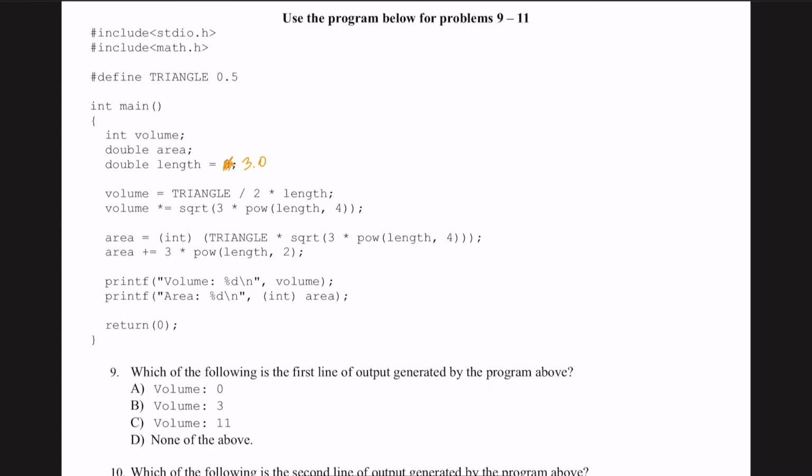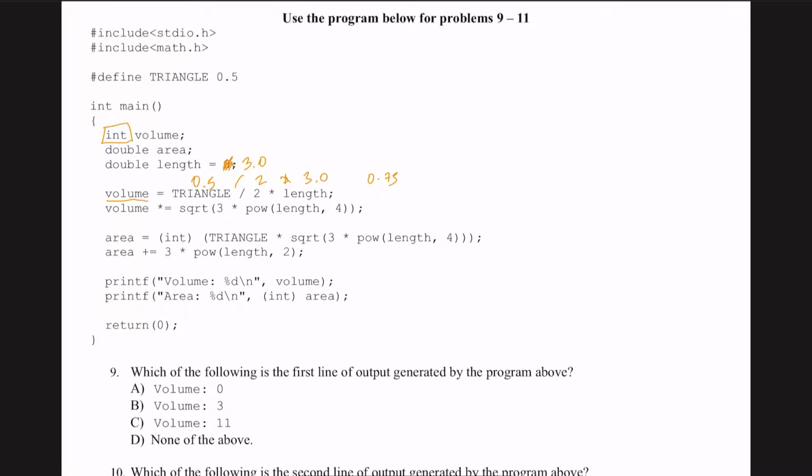This is just a reminder for myself. So looking at this first line, finding volume, we have 0.5 divided by 2 times length. Right, that's going to end up being 0.75. But we need to be really careful, because what are we assigning this to? We're assigning this to volume.